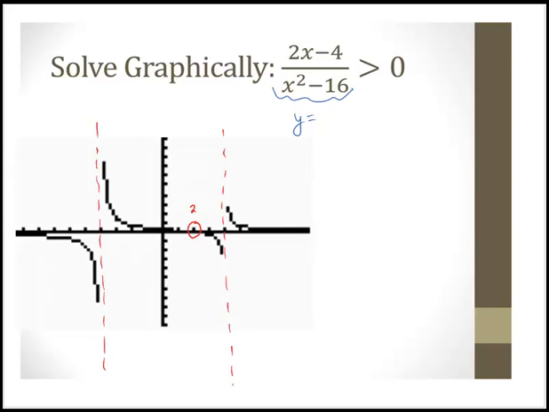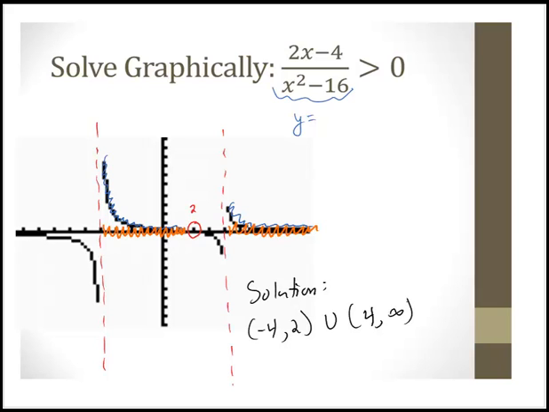Where is the y value greater than 0? Well, these points have y values greater than 0, and these points have y values greater than 0. Smashing that to the x-axis, we would have this interval and this interval. So then the solution of the inequality would be from -4 to 2 union 4 to infinity.